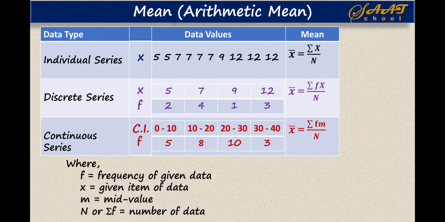Here we have the meaning for each of the symbols or letters. F represents the frequency of given data, meaning how many times the given data value occurs or repeats. X represents a given item of data, M represents mid value, and finally n or sum of f represents the number of data or number of items.